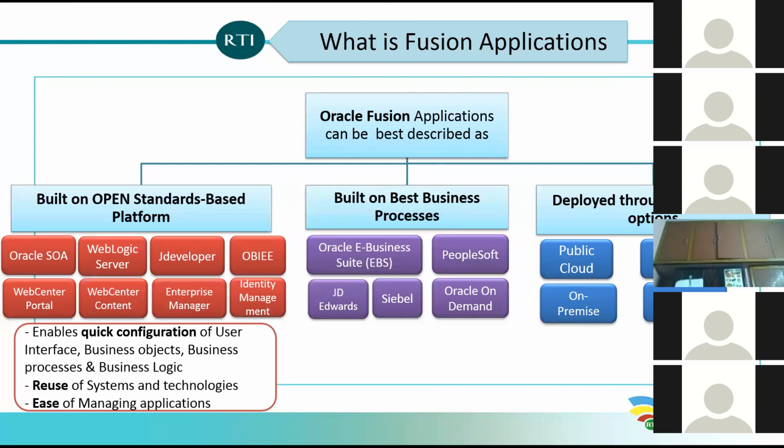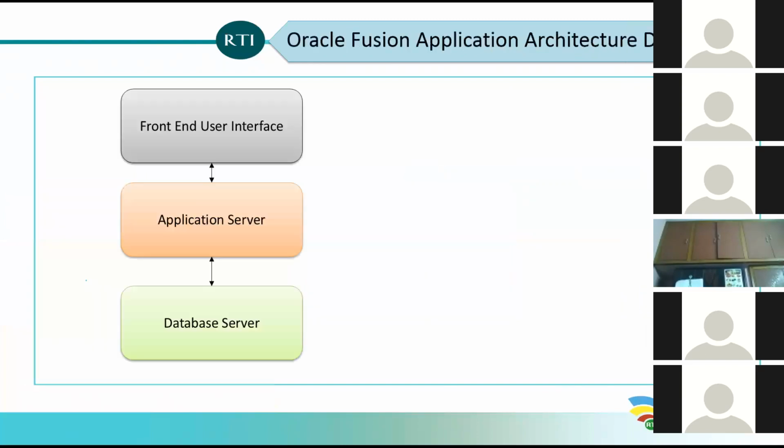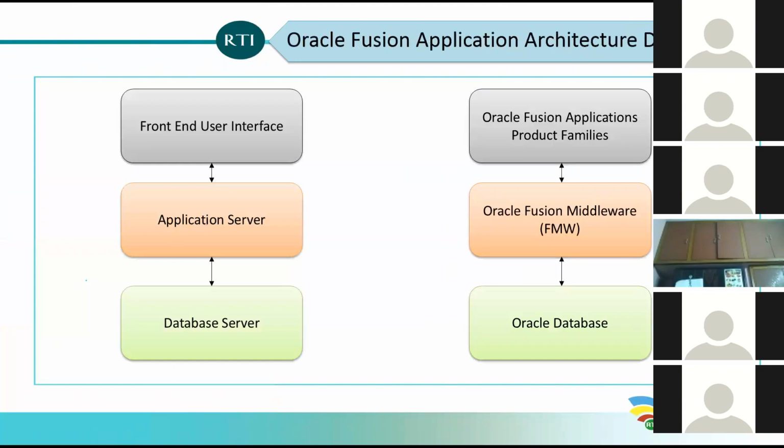Okay, so let's talk a little bit about Fusion application architecture. In any application, we need three things: a front-end user interface, the software application basically, a database, and an application server. That's what you need, right? Even Fusion is the same. They also have a front-end user interface, which is nothing but the Oracle Applications product families, the middleware, the Fusion middleware, and the third one is the Oracle database. They have these three, basically.